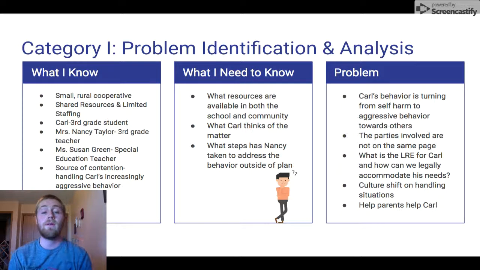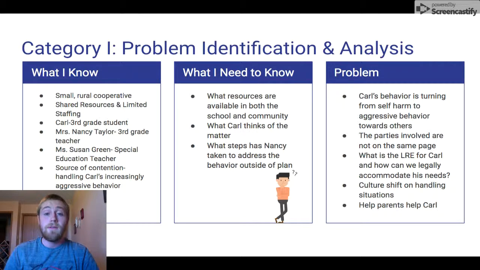It follows Carl, who is a third grade student with a behavioral disorder, whose parents just went through a messy divorce. Mrs. Nancy Taylor, the third grade general education teacher, who has 10 years teaching experience and is a pretty good teacher. And Miss Susan Green, who is fresh out of college in her first special education job, taking over for the veteran of 25 years before her. The main source of contention is handling Carl's increasingly aggressive behavior. So before, his behavior was self-harm, and now it's becoming aggressive towards Mrs. Taylor and towards other students.